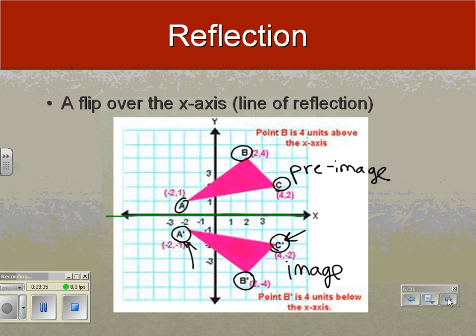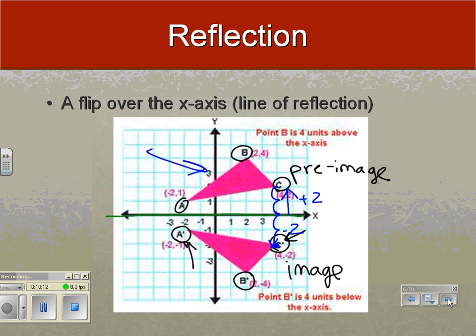When you think about actually being asked to do this on your own, if I had this pre-image here and I was asked to reflect it over the x-axis, what I would do is count the distance from a point to the line of reflection. So for example, C is a distance of 2 away from the line of reflection, the x-axis, and then I would count in the other direction, 1, 2, and then I would mark C prime. So if C is 2 above the x-axis, C prime is going to be 2 below the x-axis.